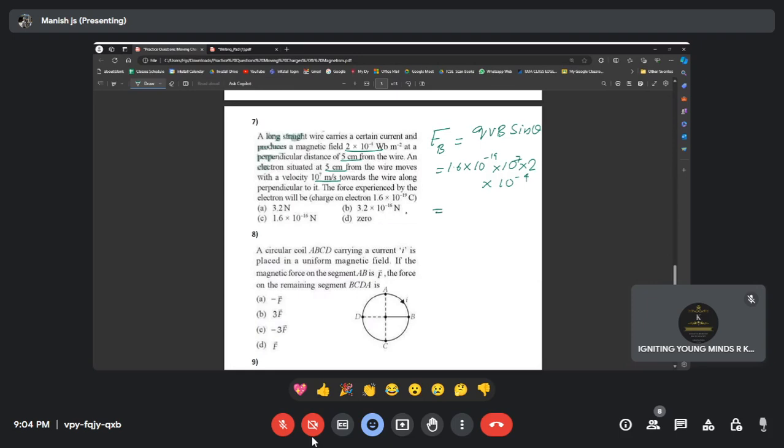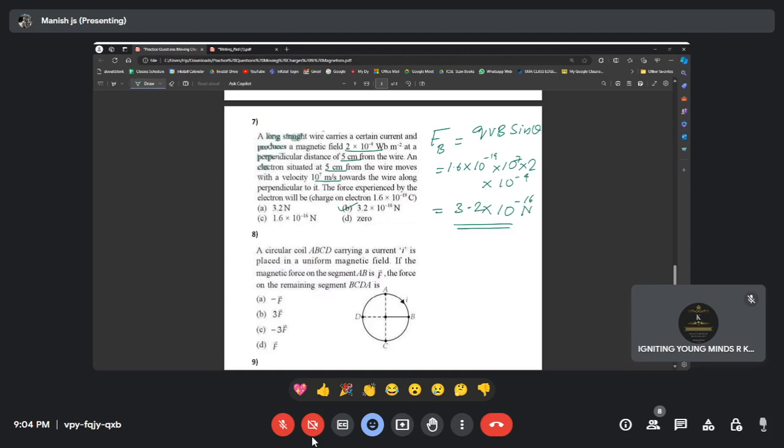10 power minus 19 plus 7 minus 4. So I think you will get 10 power minus 16, isn't it? Into 3.2. So 3.2 into 10 power minus 16 newtons is the force. So the answer is option B in this case.